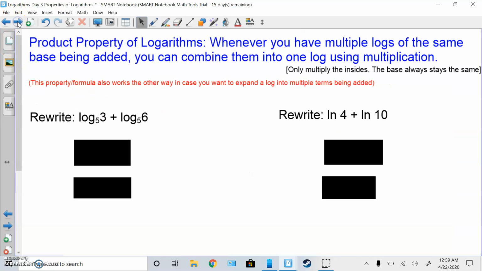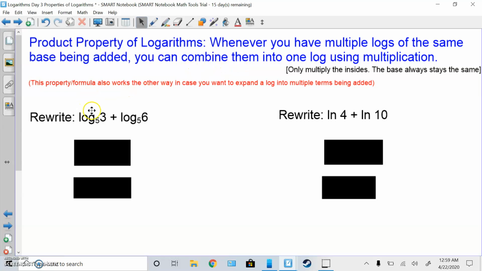Alright, the product property of logs is whenever you have multiple terms of the same base, and it has to be the same base, being added, you can combine them into one log using multiplication. Now just remember that exponents and logs are inverses of each other. So when we used to multiply like x squared times x to the 5th, when you multiply letters you add the exponents. Here we're in the reverse. When we're adding basically the exponents, we're going to multiply.